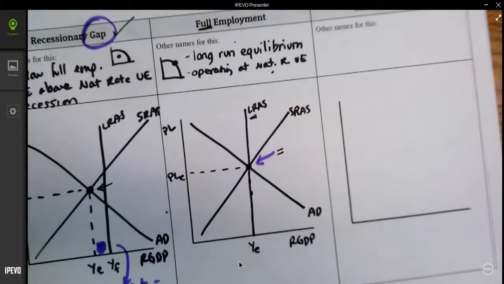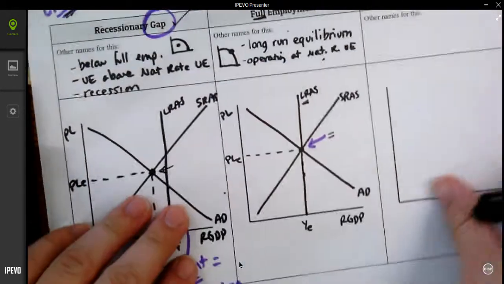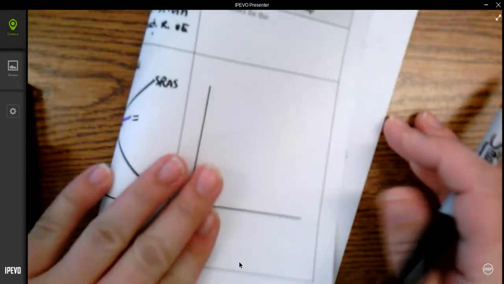My camera doesn't really want to stay up here, so hang on one second. I'm just going to fold this.